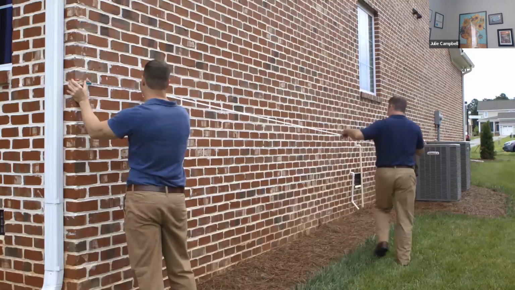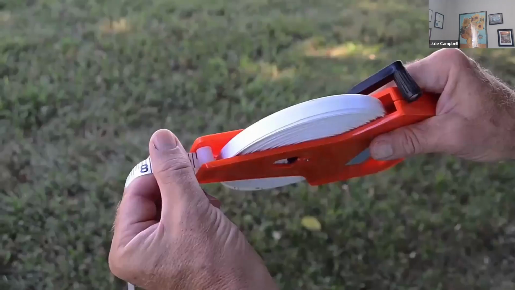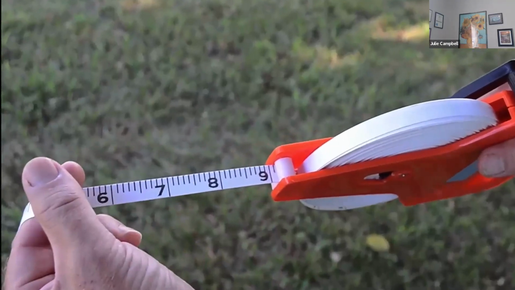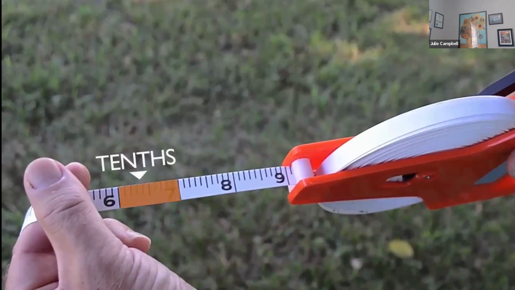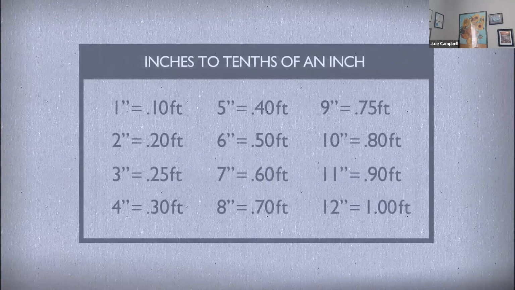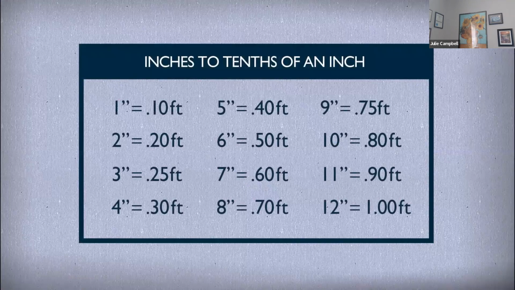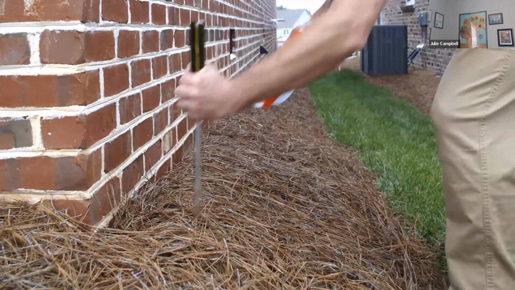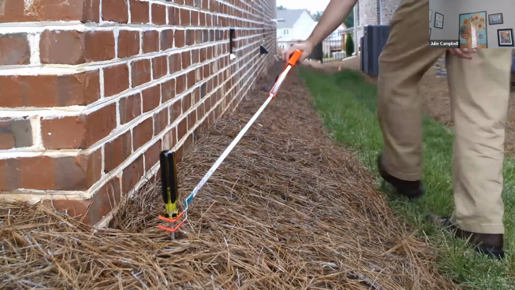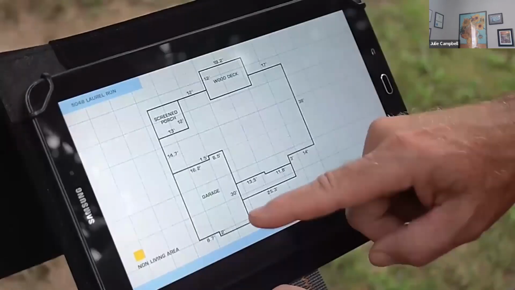Homes are measured in feet and tenths of a foot rather than feet and inches, so it is best to get a 100-foot tape with increments in tenths of a foot. Or you can simply convert your measurements into tenths of a foot using conversion tables which can be found online. You may also want to have a screwdriver with you. More on that in a later video.